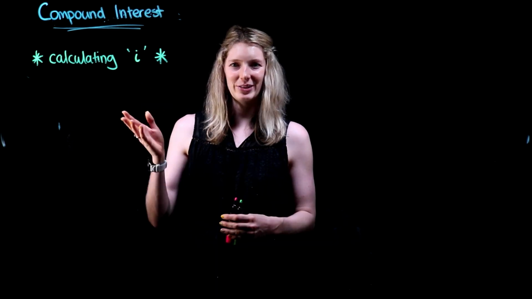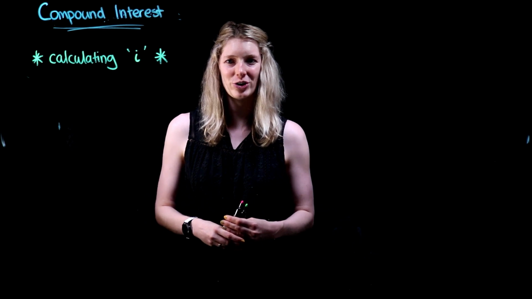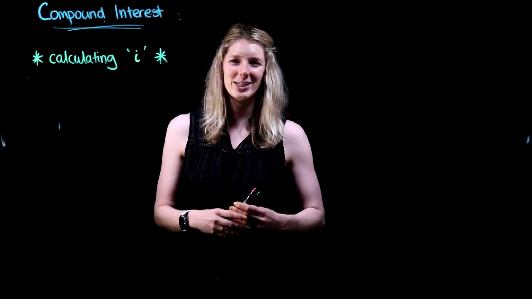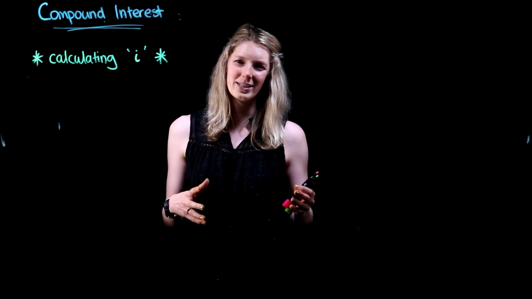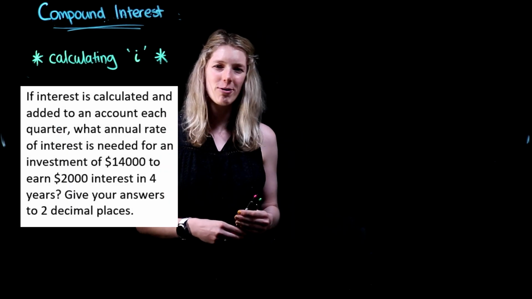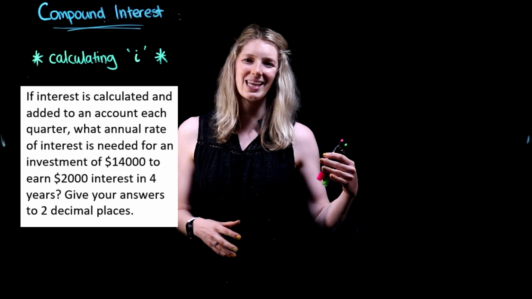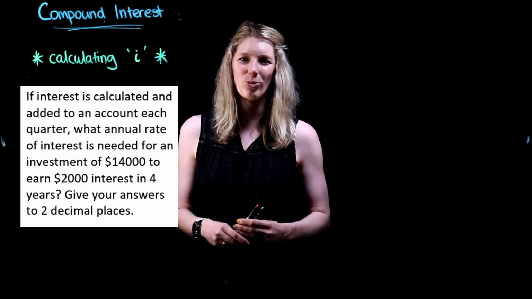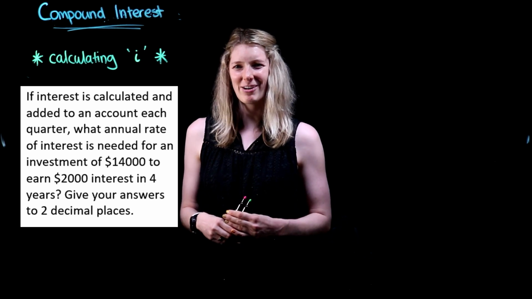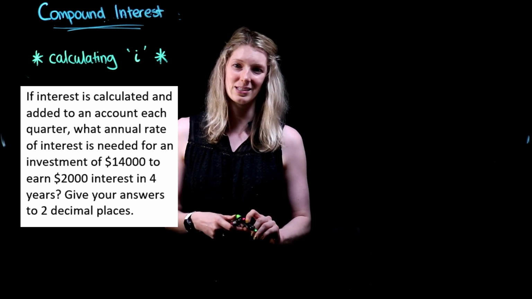Now we are going to be having a look at this example here for this tutorial, whereby if interest is calculated and added to an account each quarter, what annual rate of interest is needed for an investment of $14,000 to earn $2,000 interest in 4 years. We also want to give our final answer to 2 decimal places.